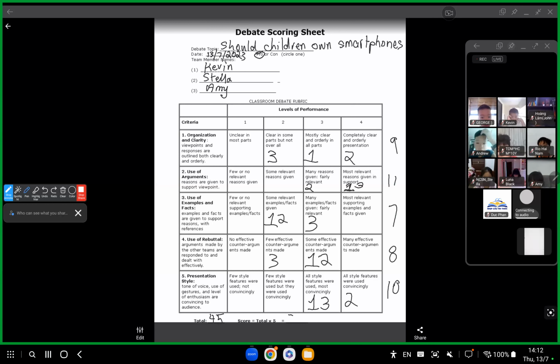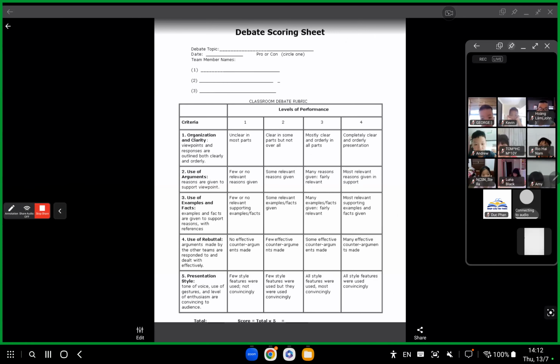Hopefully it is. So for this debate, the team of Kevin, Stella, and Amy scored a total of 225 points. And they do the same thing for the opposition team as they present their debates. And whichever team gets the highest score at the end here is the team that wins the debate. So that's how debates are generally scored.